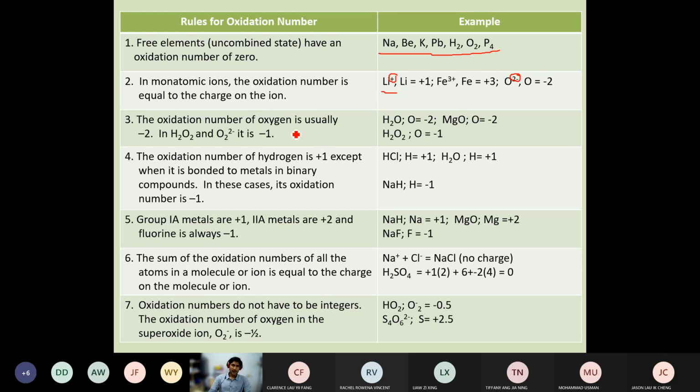Okay, and for oxygen, most of the time the oxidation state is -2, but in some cases it will be -1, and sometimes it is half. For superoxide, it will be half. We'll see later on. So how do we calculate the oxidation state actually?